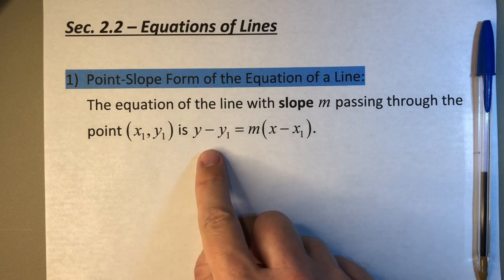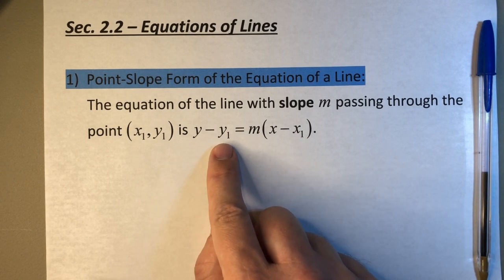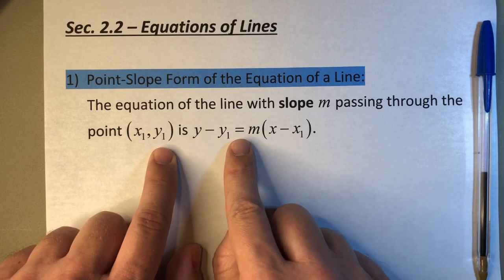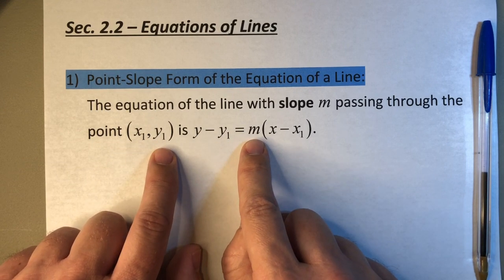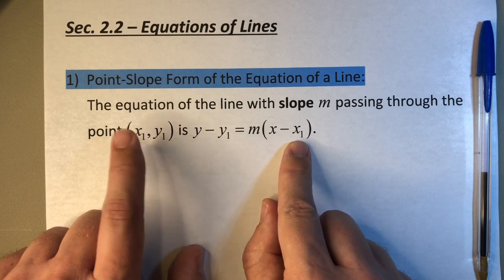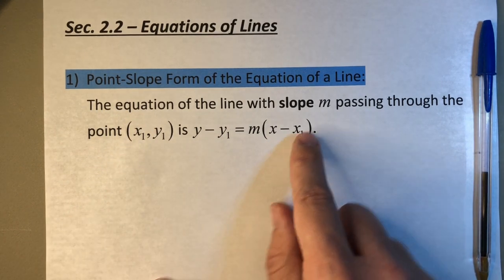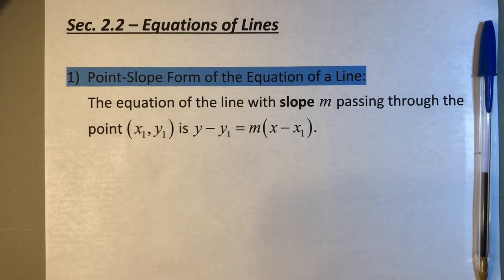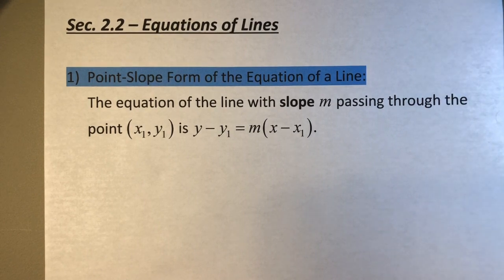But anywho, so what is it? It's y minus y sub 1. So this is coming from the y coordinate of a given point, equals to what? The slope of a given line, right? Slope of a given line, times what? The quantity of x minus the x coordinate of a given point. So if you know the slope and you know a given point, you can use the point slope form. But as I will show you as we progress through this, you really don't need to know it. But anywho, let's keep moving forward.